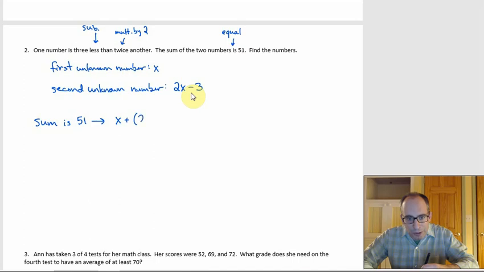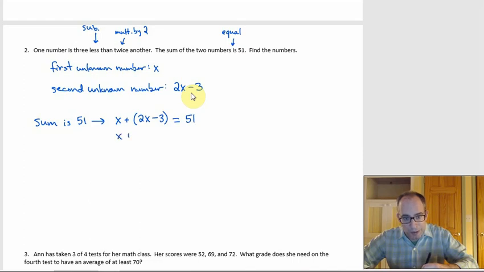So first unknown plus the second one, the 2x minus 3. When you add those together, you've got to get 51, right? So this part right here is essentially the second sentence because we're adding our two unknowns together. There's the first and there's the second in parentheses, and we have to get 51 out. But like I said, the parentheses don't actually do anything. So I'm going to get rid of them.